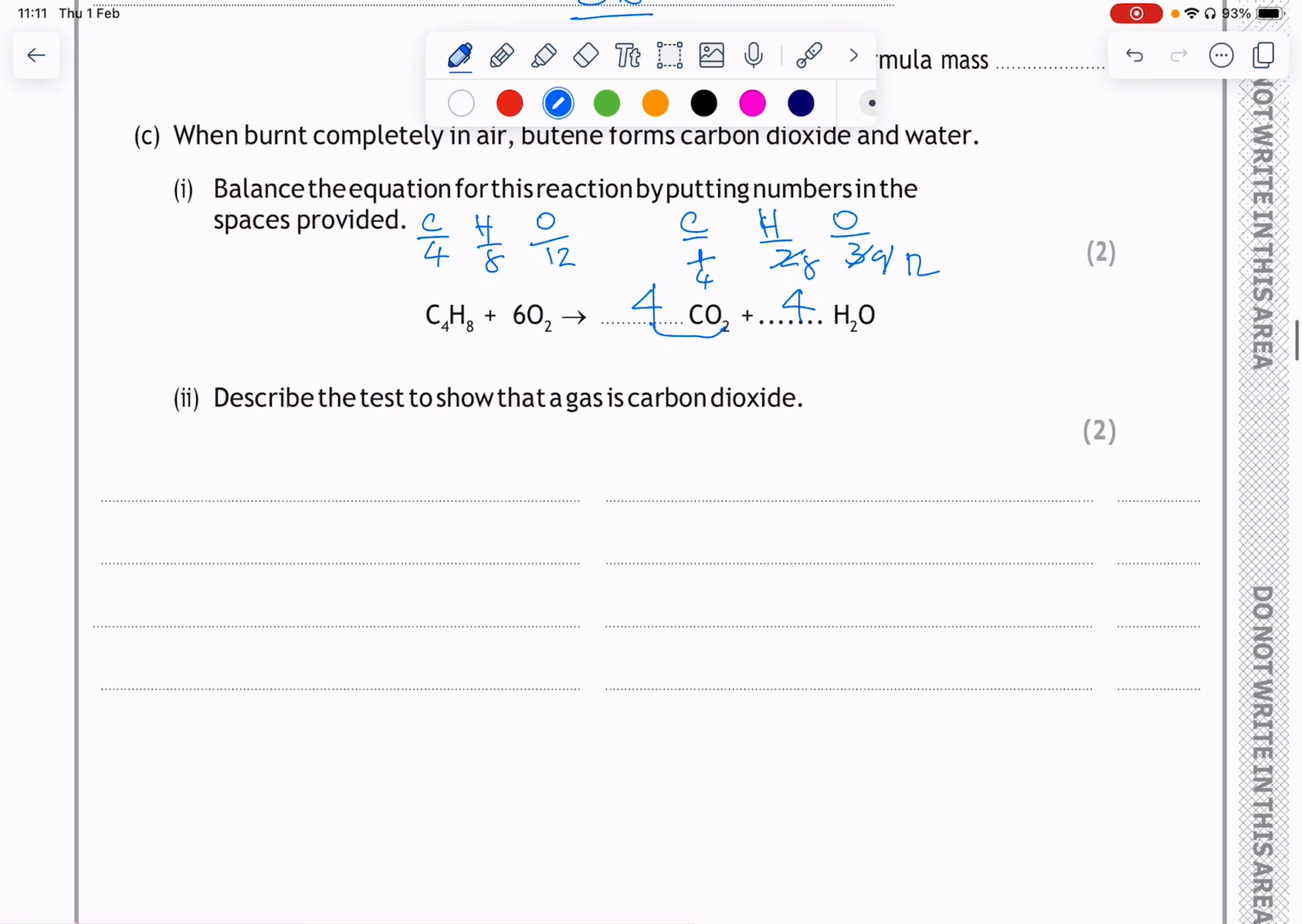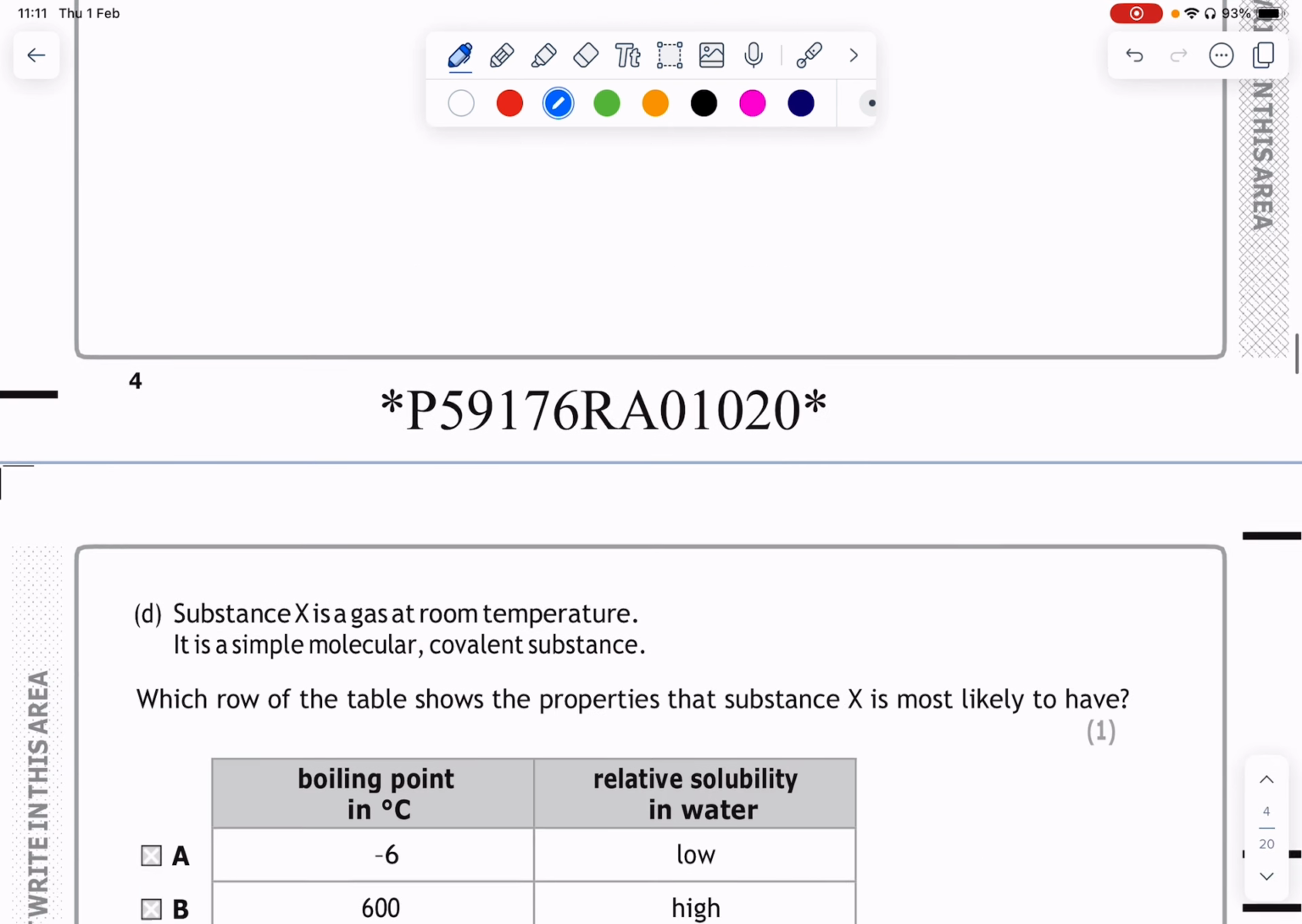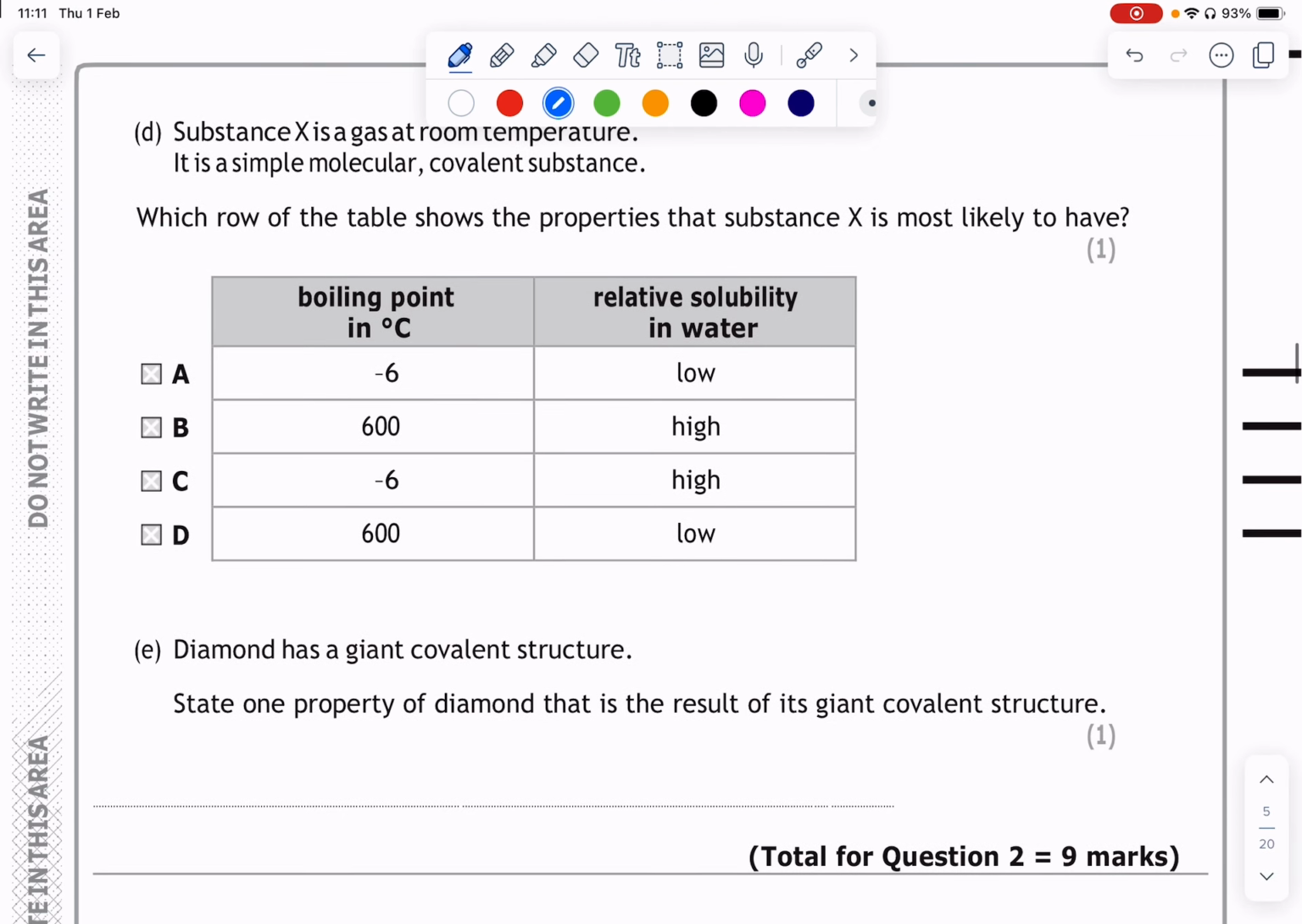Describe the test for carbon dioxide. This is where we bubble the gas through lime water, and the lime water will turn cloudy. So bubble the gas through lime water and the lime water will turn cloudy. It is a positive test.